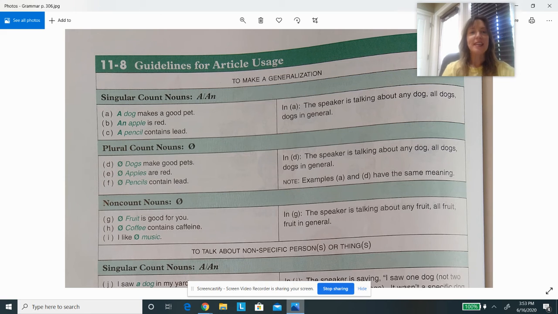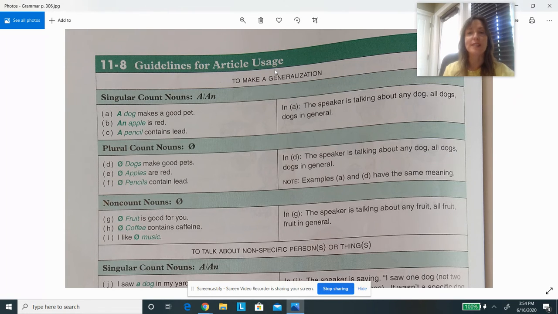Hi students, this is your grammar book, page 306, and I am excited to tell you about this lesson because it's so important and so many students have trouble with this, so that's why I'm really excited to give you the information. So we are going to talk about using articles. This says guidelines for article usage.